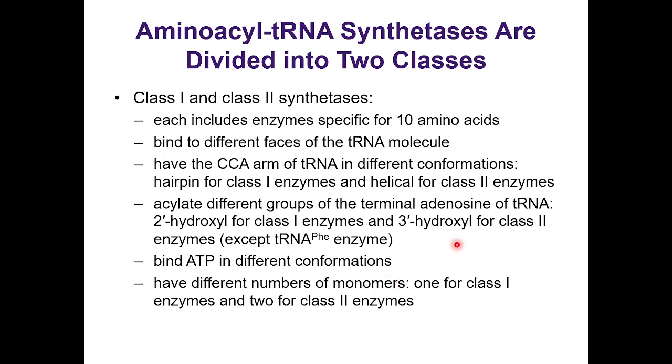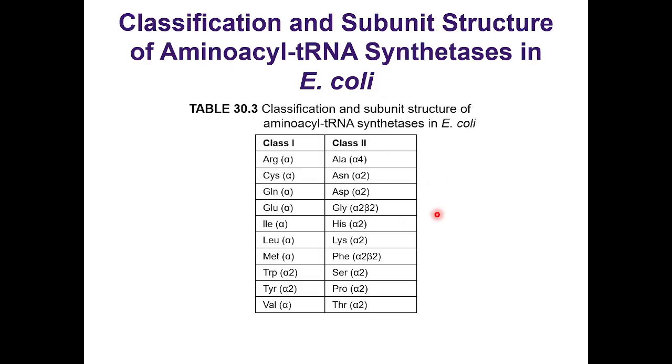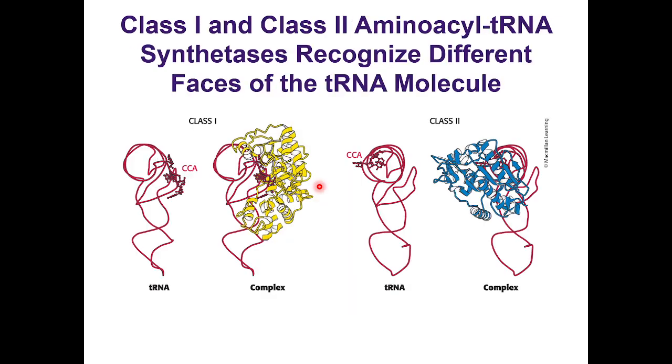Okay, so we bind the ATP in different conformations. These are going to have different numbers of monomers, 1 for class 1 enzymes and 2 for class 2 enzymes. And so this is actually your classification and subunit structure. This will be for the amino acyl tRNA synthetase. This one is for E. coli. And we can see these right here. These are class 1s, these are class 2s. Okay? Again, this is the class 1, class 2.